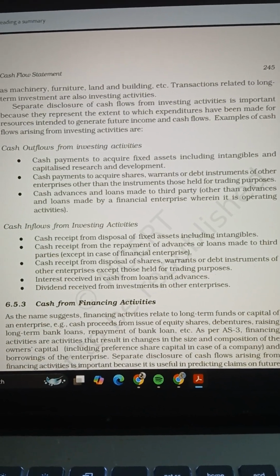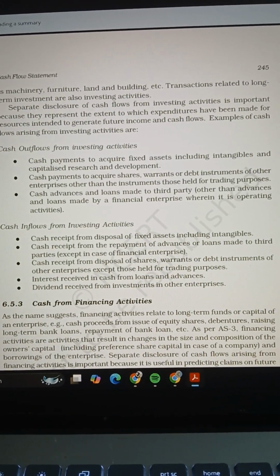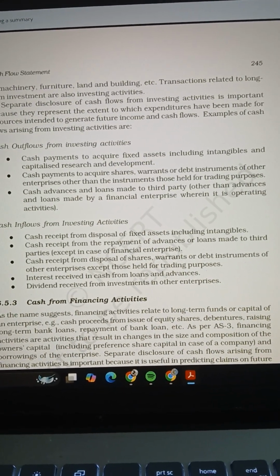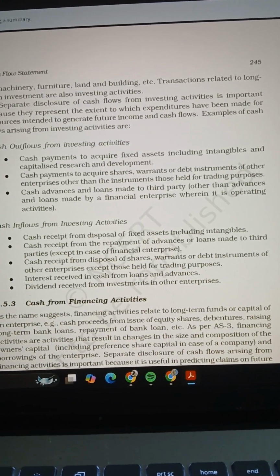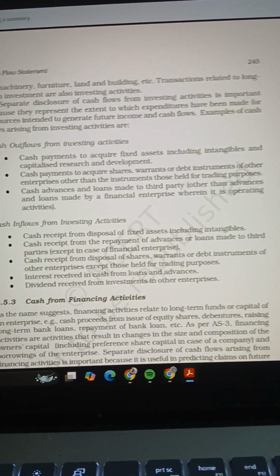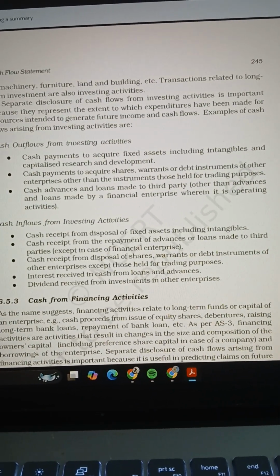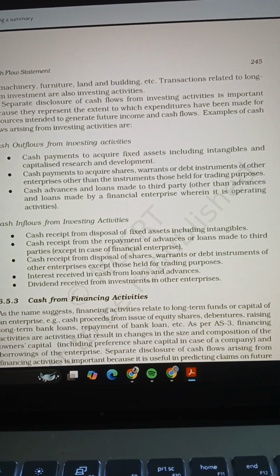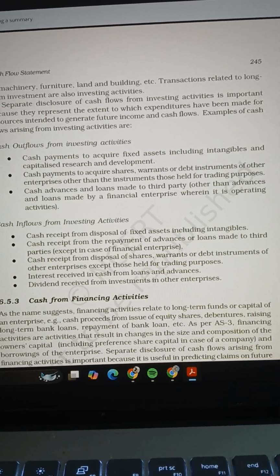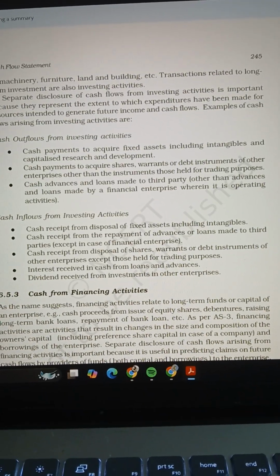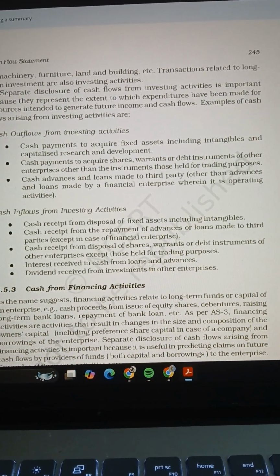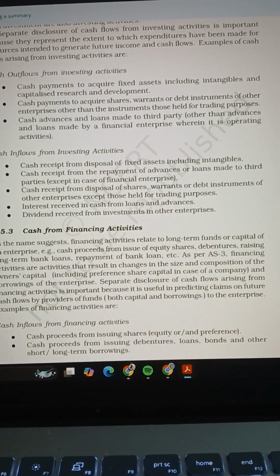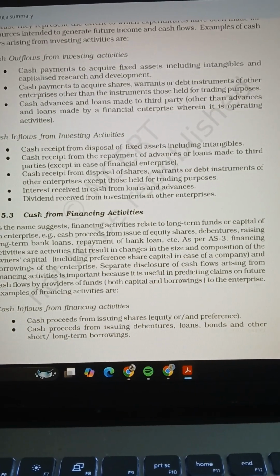Examples of cash flows arising from investing activities are cash outflows from investing activities. Cash payments to acquire fixed assets including intangibles. Intangibles are those that cannot be seen or felt. And capitalized research and development. Cash payments to acquire shares, warrants or debt instruments of other enterprises, other than instruments held for trading purposes. Cash advances and loans made to third parties, other than the advances and loans made by a financial enterprise wherein it is the operating activity.